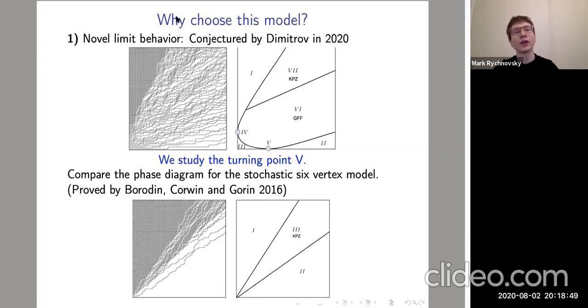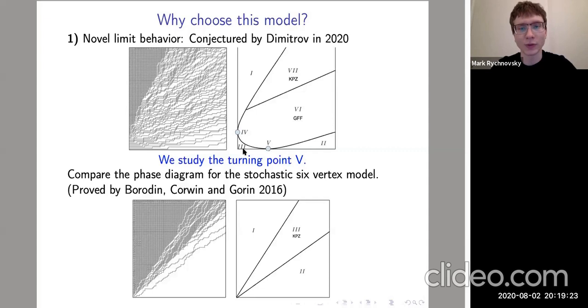So why are we interested in studying this model? The thing that we're going to be especially interested in is some novel limit behavior in the phase diagram. So if we make n very large, so we're looking at a very tall rectangle, and we let t go to infinity, this is an example, a simulation of our path configuration. And this is a picture of the conjectural phase diagram.